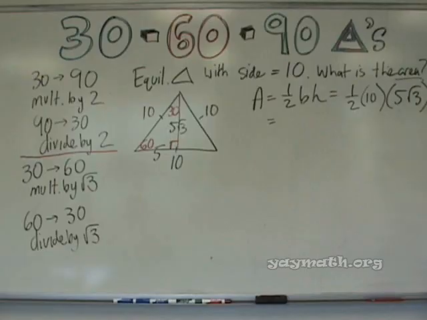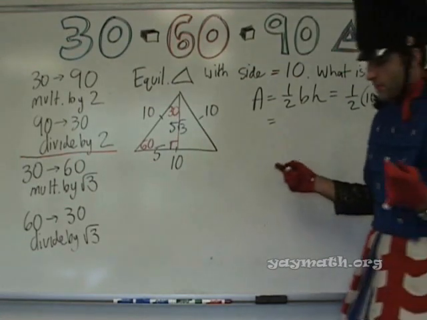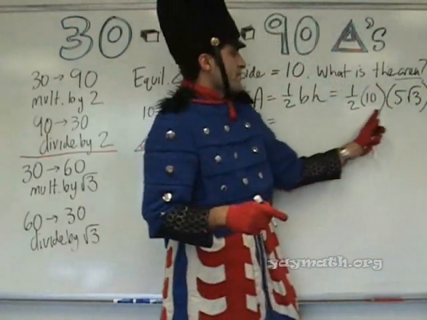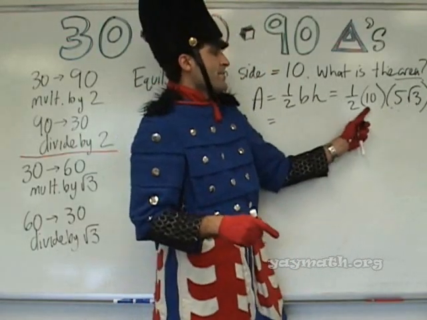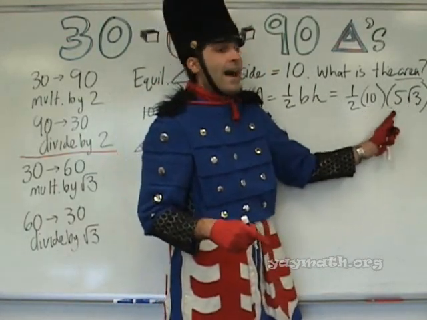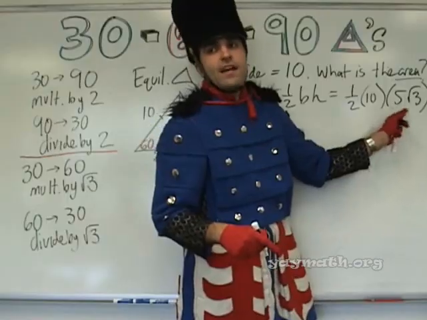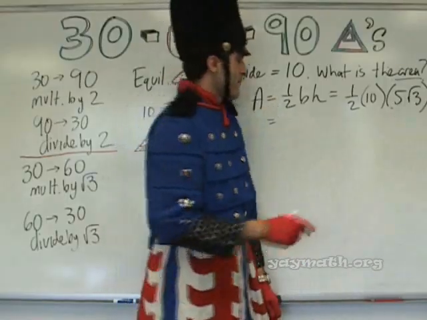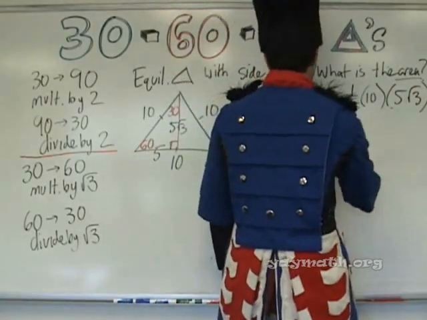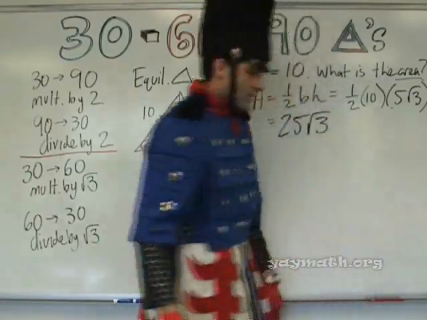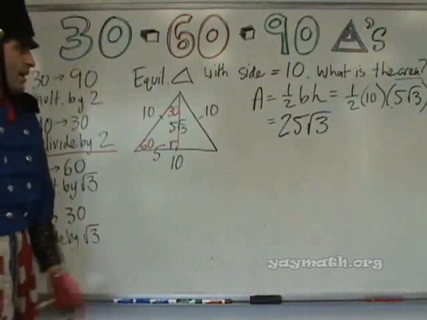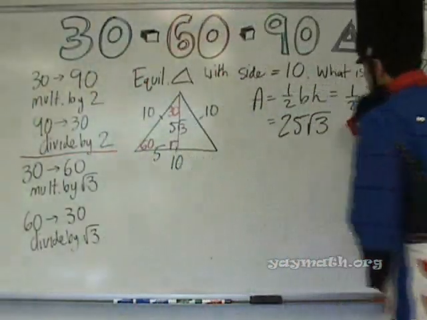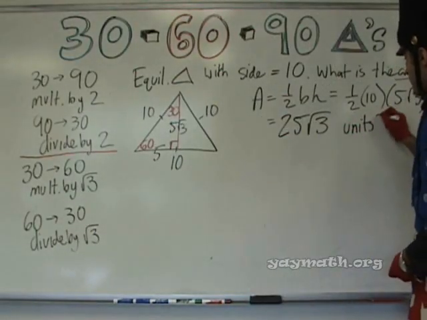Okay, but do you just leave it like that? How do you multiply with the square root of 3? If it's just square root of 3, we can't change it, so we just leave it as is. But these numbers we can simplify. What's 1/2 times 10? 5 times 5? 25. 25 times the square root of 3. Cool, huh? And then you have units squared.